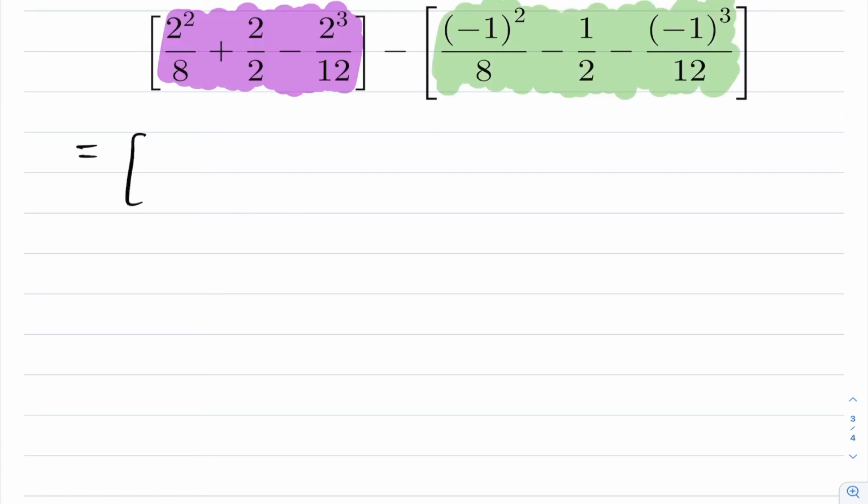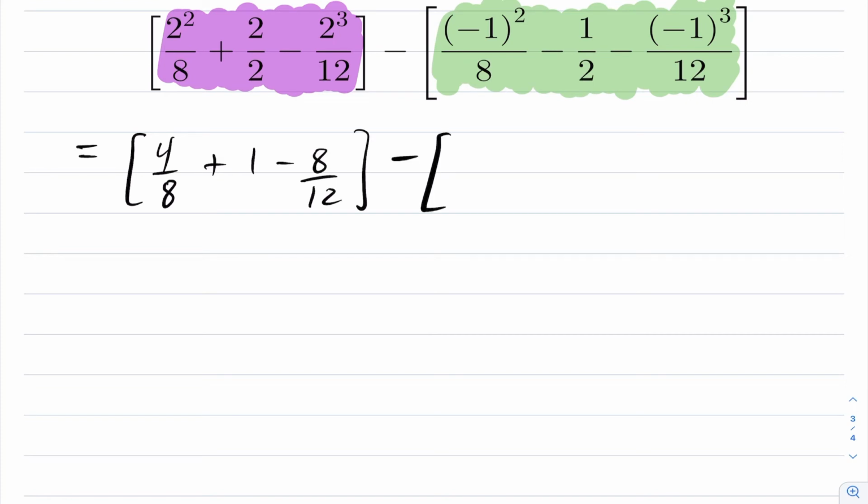So in this case here, go to my first bracket here. I want to simplify some of this. So 2 squared, I can rewrite that as 4 over 8. The 2 over 2, I can write as 1. And the 2 to the power of 3, I can write that as 8 over 12. Put my minus sign back down.